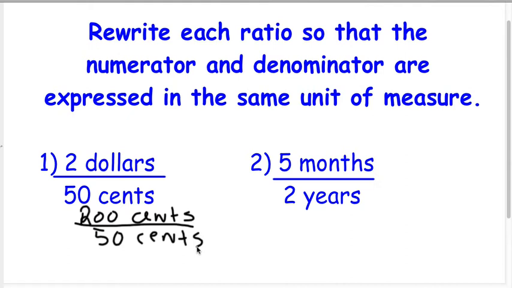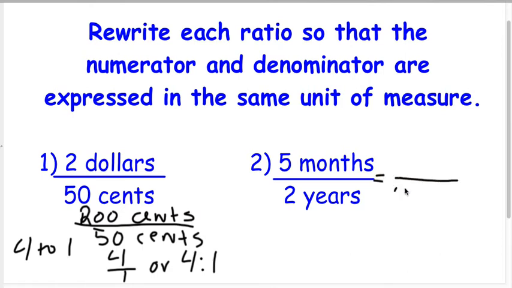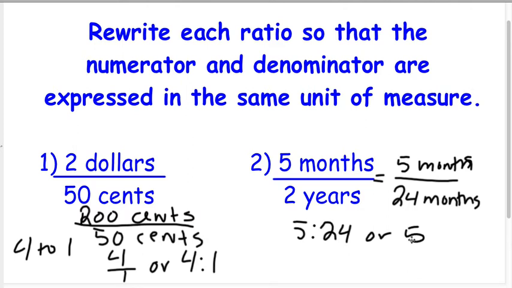And then you can simplify that down to 4/1. So it could be written as 4/1 or 4:1. Okay, so 5 months to 2 years. We know that there are 12 months in a year. So in 2 years, that's the same as having 24 months to 5 months. So you could write it as a fraction, like 5/24 or 5 to 24. Either way.